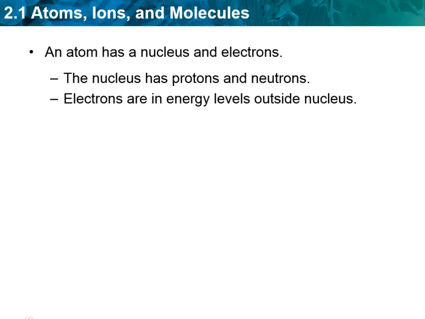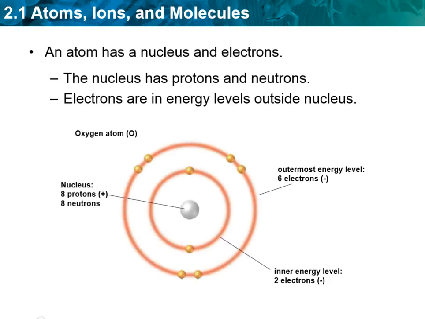Electrons, they're going to be outside of the nucleus in different energy levels, and they're going to be moving around the nucleus. So right here is a picture of an oxygen atom. So within the nucleus, you've got protons, which are going to be positively charged. You're going to have electrons, which are negatively charged, and the neutrons, which are right here, have no charge.